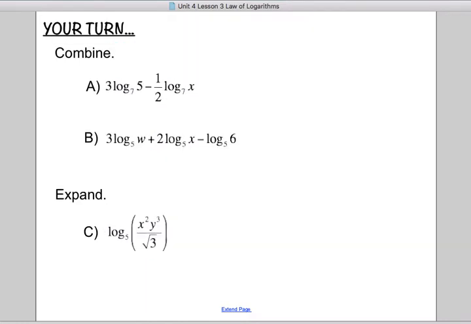All right, your turn. Take a second, pause the video please, and give it a try. Then I'll come back and I will do this one. So hopefully you paused it. Exponents need to go back.